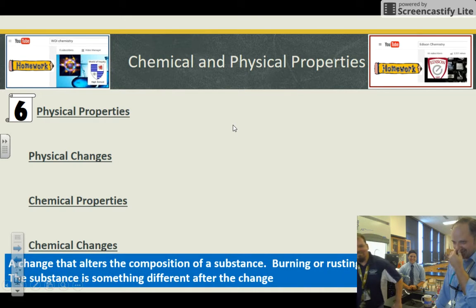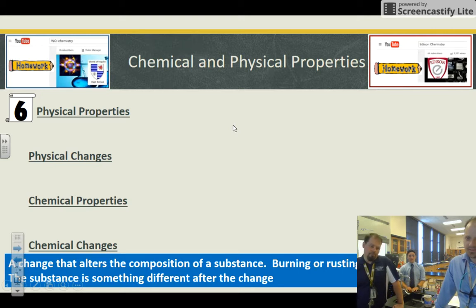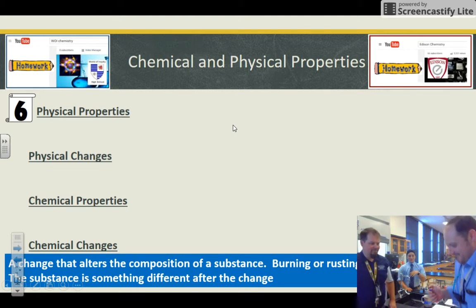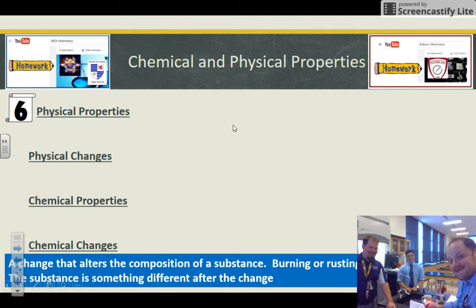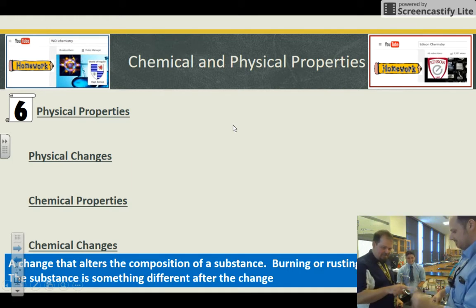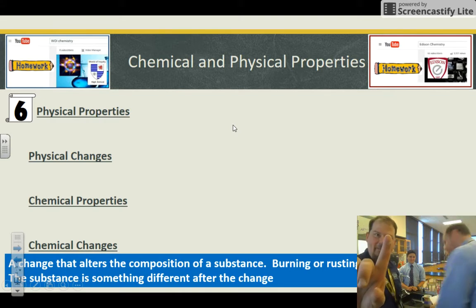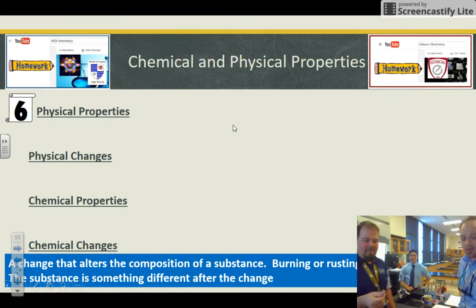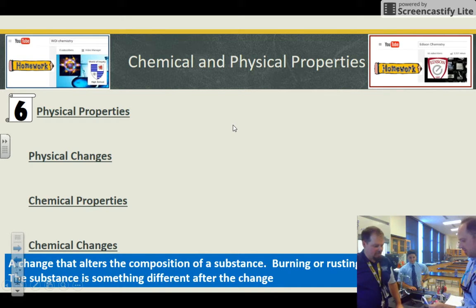Chemical changes are when a change happens and the substance is totally different now. If you have some wood rotting, you can't turn that back. Or if you're lighting a fire. Look, see right there? There's ash. That's not paper anymore. It was paper. Not anymore. So this was a chemical change.